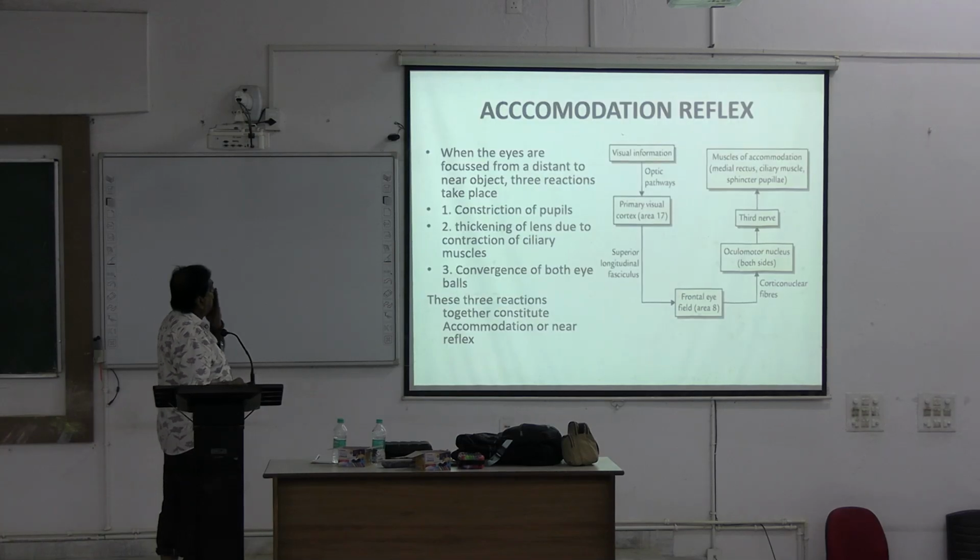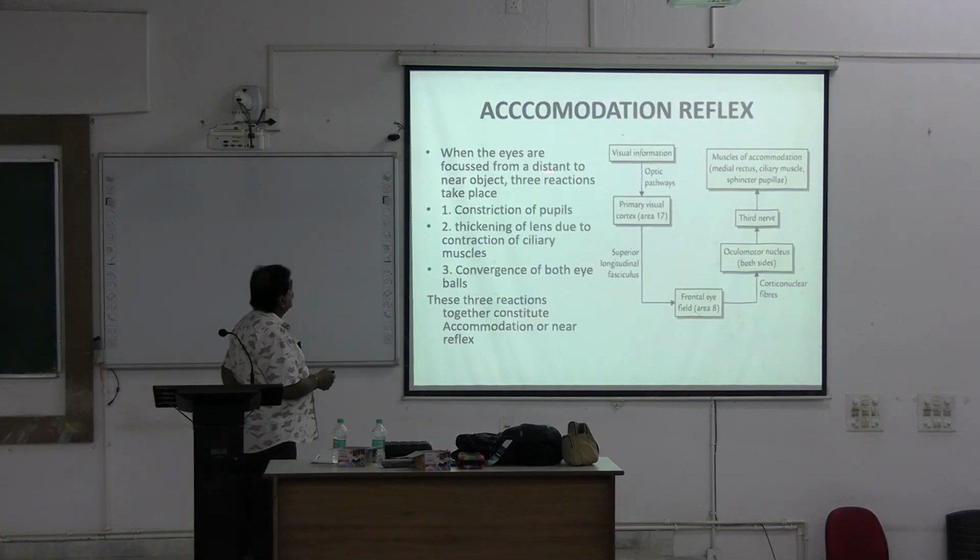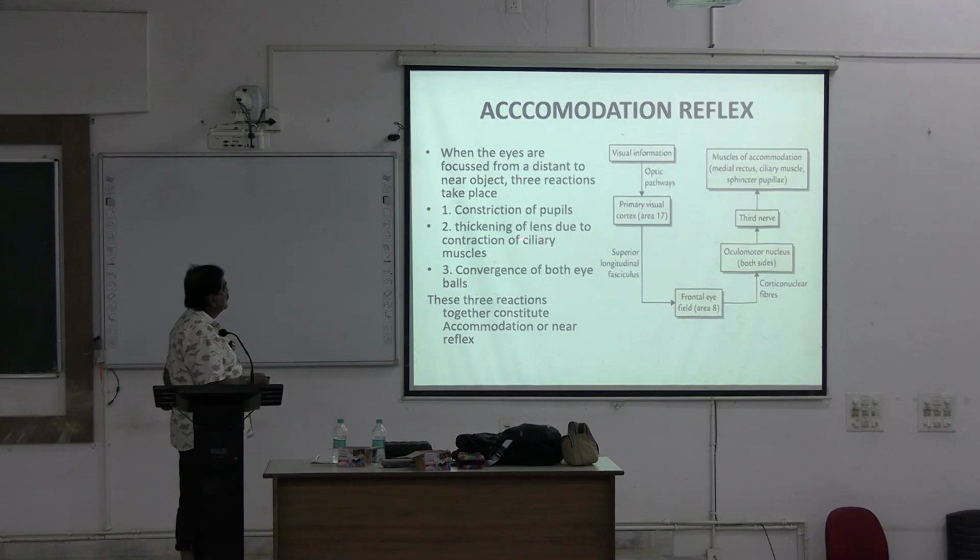Accommodation reflex. When the eyes are focused from a distance to near objects, three reactions take place: one, constriction of the pupils; two, thickening of the lens due to contraction of the ciliary muscles; three, convergence of both eyeballs. These three reactions together constitute the accommodation or near reflex.